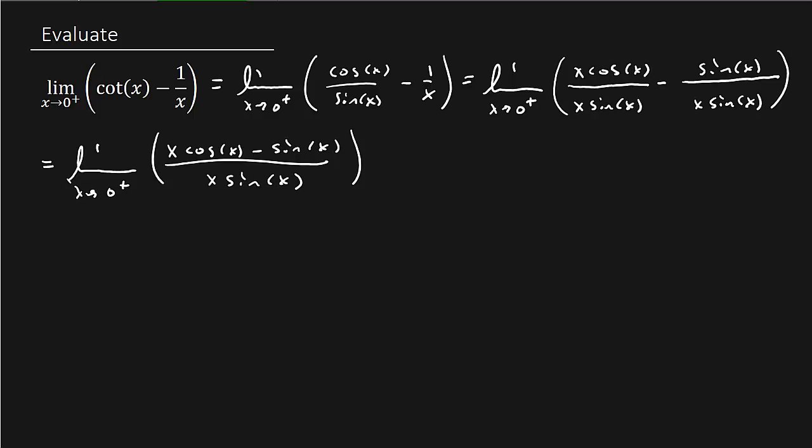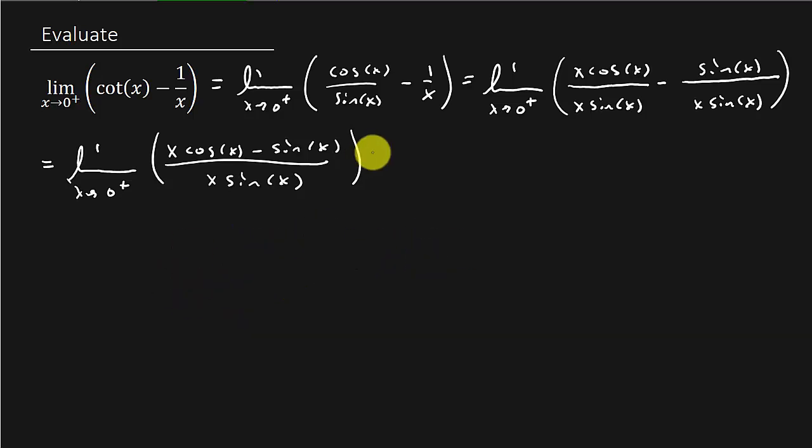All right, so let's see what would happen if we plug the 0 in. I'm going to come down below and do it. So we plug the 0 in. That's 0 times cosine 0 minus sine 0 over 0 times sine 0. And we can see that this is 0 minus 0 over 0. So we get 0 over 0. So that tells us we can apply L'Hopital's rule.